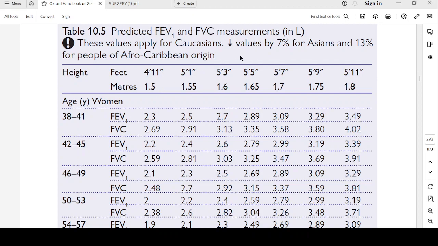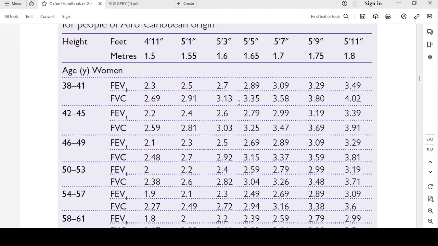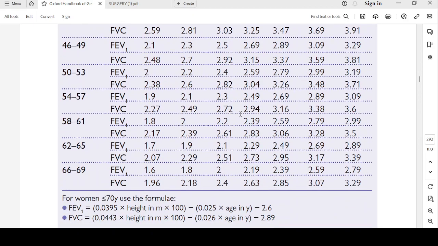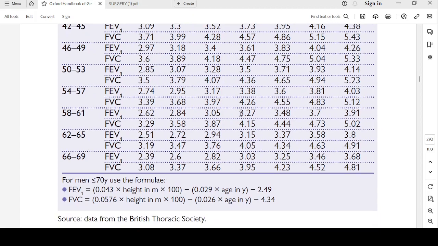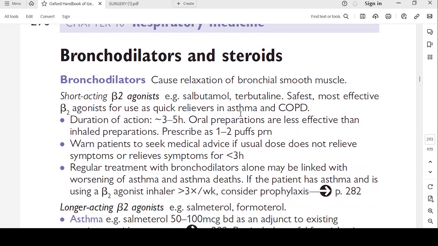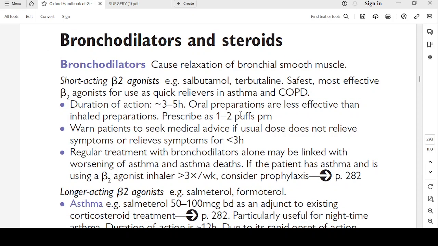So these are the values for Caucasians. Decrease values by 7% for Asians and 13% for people of Afro-Caribbean origin. These are the predicted values, okay? And then you have to compare the currently obtained values with the predicted values. When we are comparing, like FEV1 and FVC, we are comparing as a percentage of predicted values. So these are the predicted values.